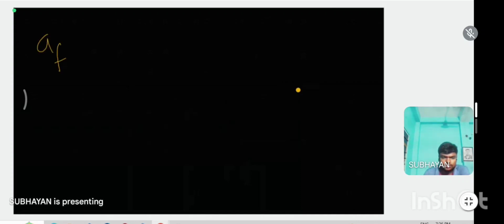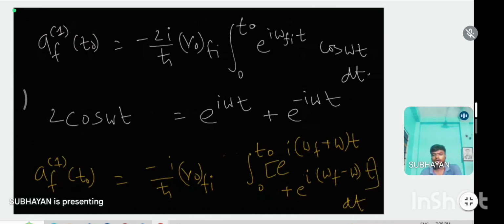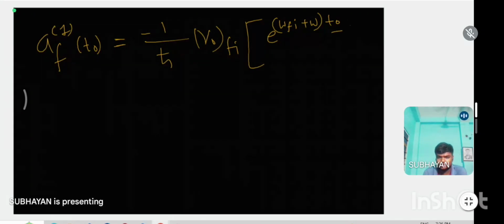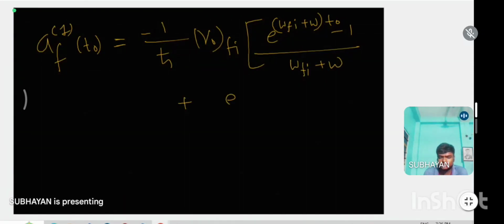So from this one you can write a_f1 of t naught. The integration will be 1 by i (omega fi plus omega), and the exponential term will be as usual. So you can write minus 1 by h cut, V naught of fi, then e to the power i (omega fi plus omega) t naught minus 1, after putting the integration limit, over omega fi plus omega, and then plus e to the power i (omega fi minus omega) t naught minus 1 over omega fi minus omega.